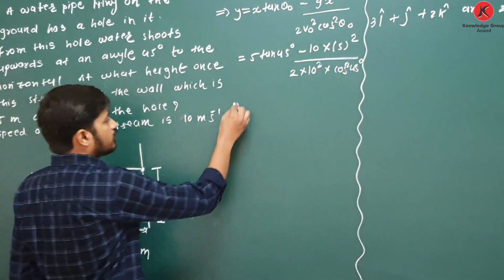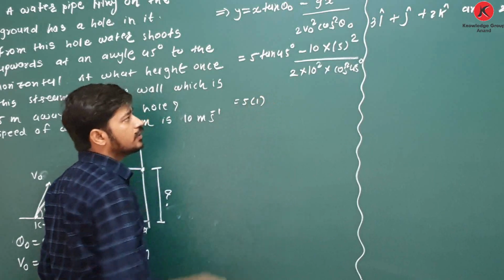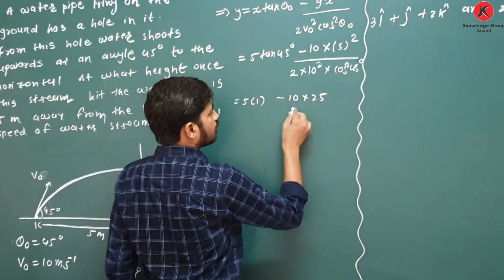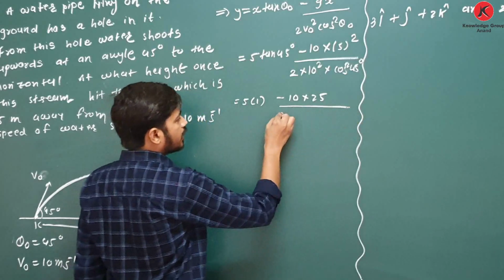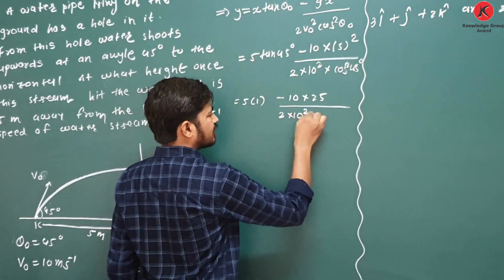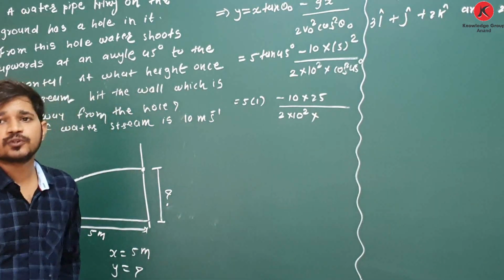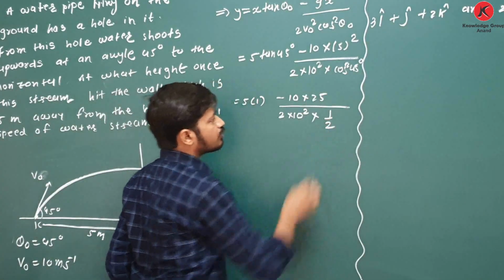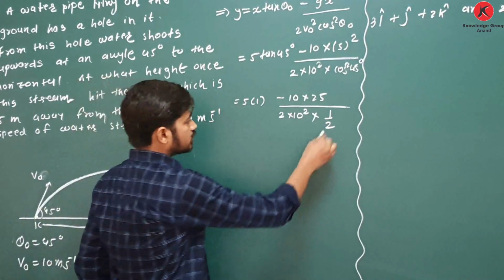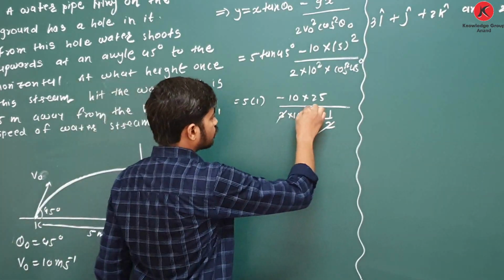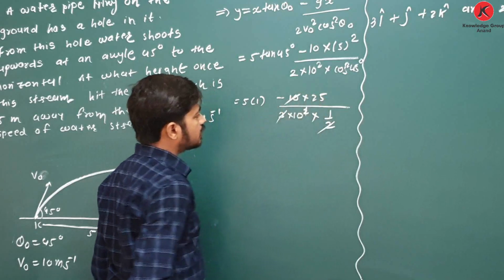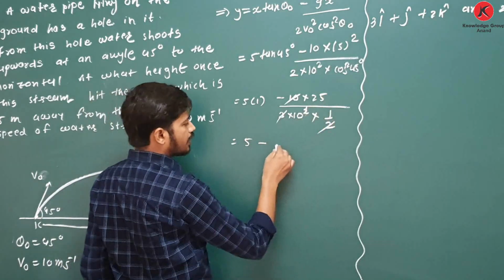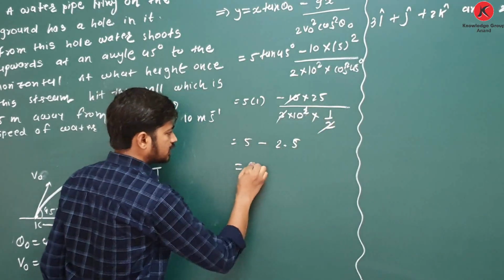Now y is equal to 5 times tan 45, whose value is 1, minus 25 divided by 2 into 10 square into cos square 45. Cos 45 means 1 upon root 2, and here it is squared, so I can write it as 1 by 2. Clear about this? So this 2 cancels, this 100 cancels, and we get 5 minus 25 divided by 10, which is 2.5. So here y will be 2.5.